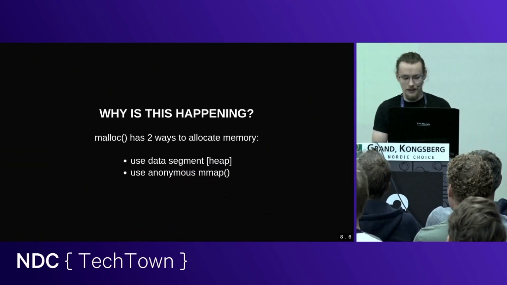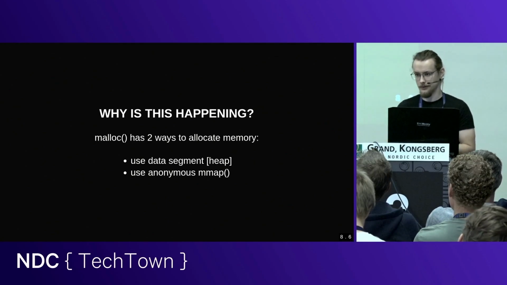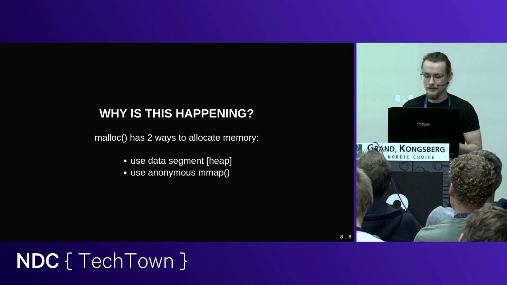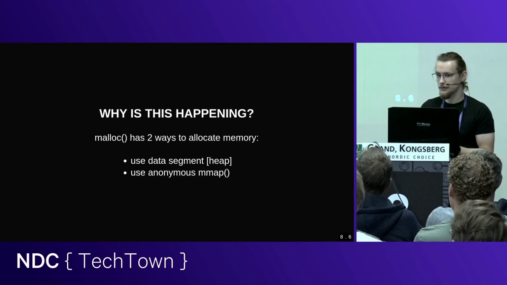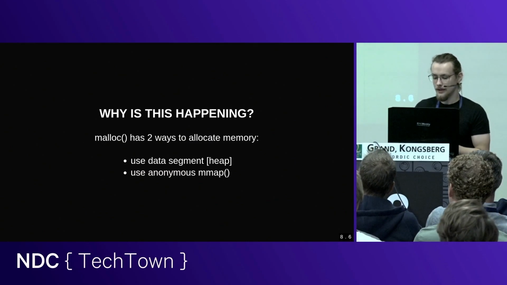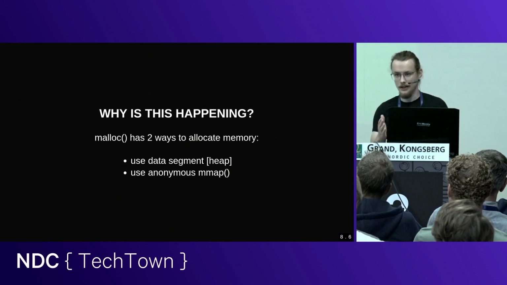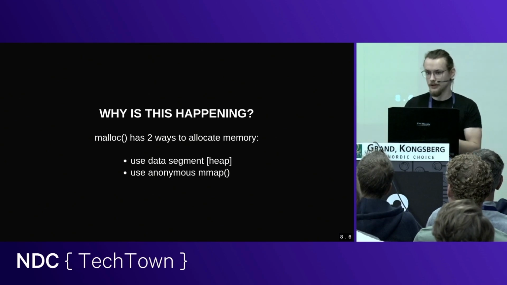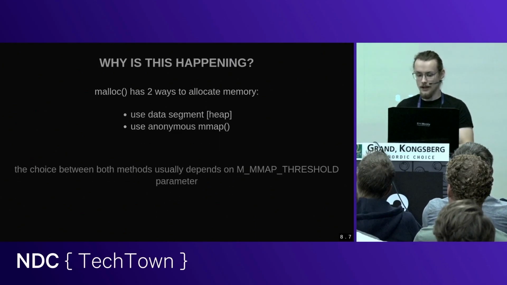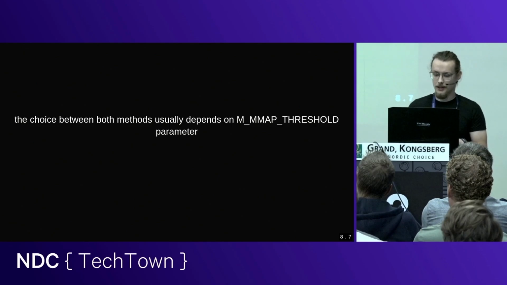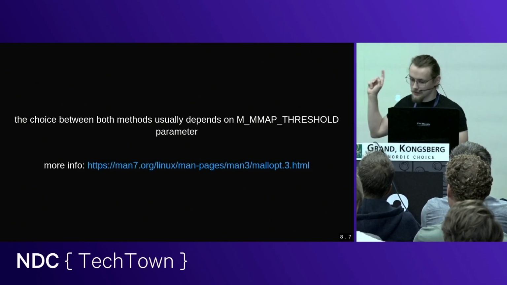To understand this behavior, we need to realize that malloc has basically two ways to allocate memory on Linux. It obviously depends on the implementation of the standard library, but it can either use the data segment heap, which it was using early on, or it can make an anonymous mmap. mmap is just a Linux system call for mapping some file to memory, or just getting a piece of memory when you're using anonymous mmap. The choice between those two methods depends on the mmap threshold parameter. It's documented here in the Linux man page.